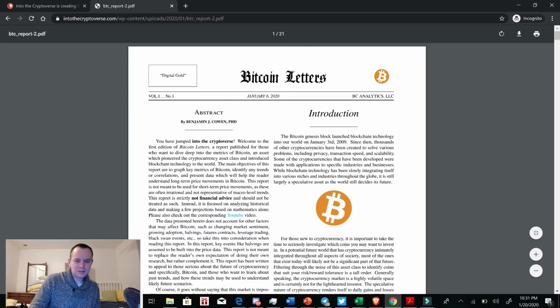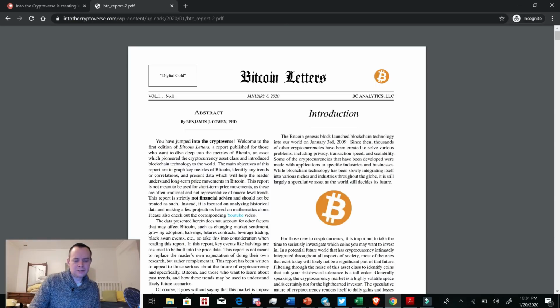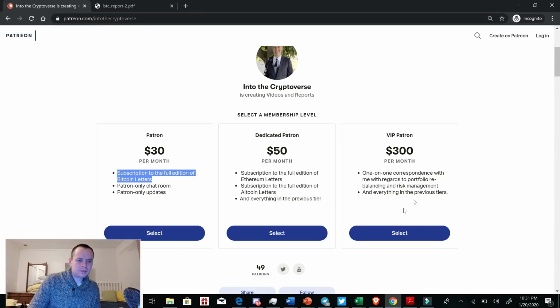Now it's not going to be 21 pages. I made it a goal to get to 21, just out of respect for Bitcoin. But if you want to subscribe to Ethereum Letters, I will be providing an abbreviated version for free, and it'll just go over some of the charts. Not all of them, but some of them. And if you want to receive the full edition, then just subscribe to the $50 a month membership level, and you will get a subscription to Ethereum Letters, as well as a subscription to Altcoin Letters, which will come out in March. And this will be on a lot of the coins in the top 10, as well as some other coins in there as well.